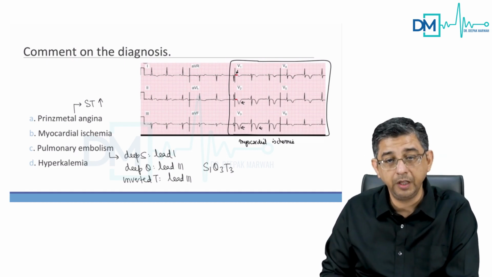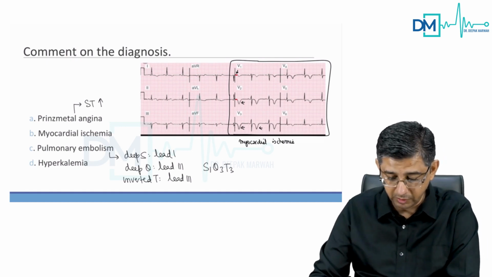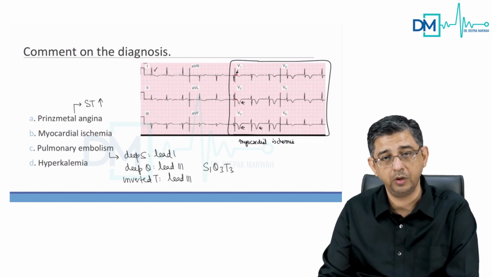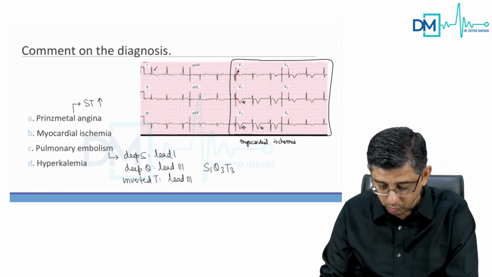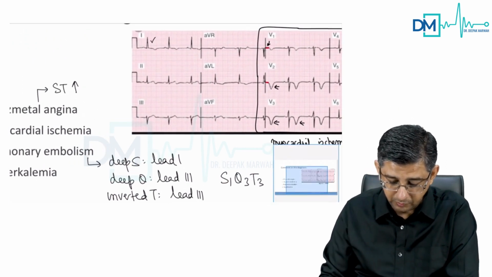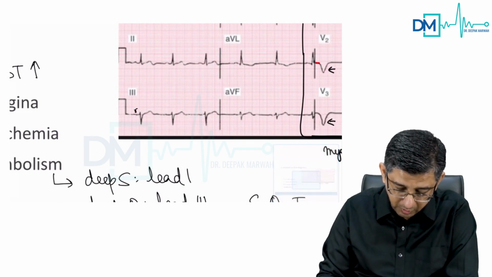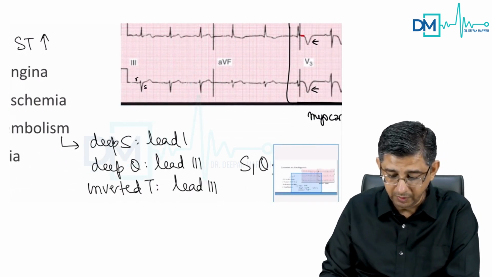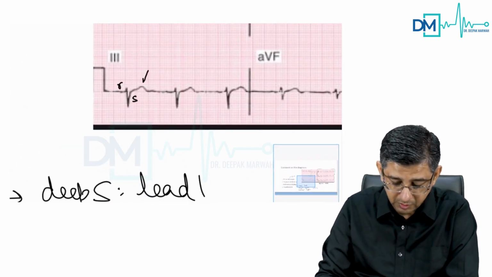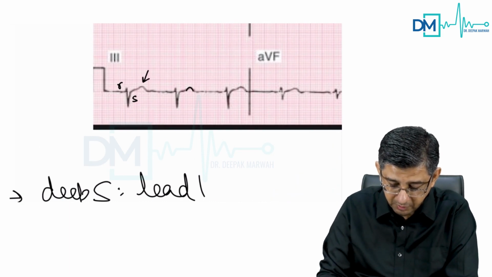I cannot see any deep S waves in lead 1. Rather, it is a normal R wave which is predominant. S is not even seen. Then you cannot see any deep Q in lead number 3 of the patient. What you can see is an R and an S, but there is no Q because Q is before the R wave, so there's no deep Q. And there is no inverted T wave in lead 3. You can see that in lead 3 there is a positive T wave that is visualized.